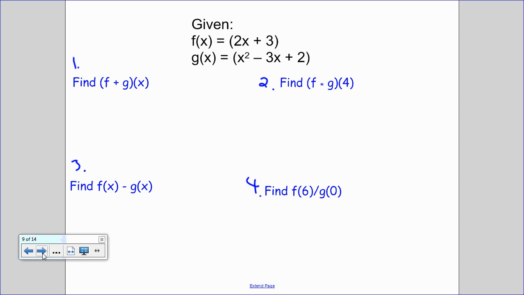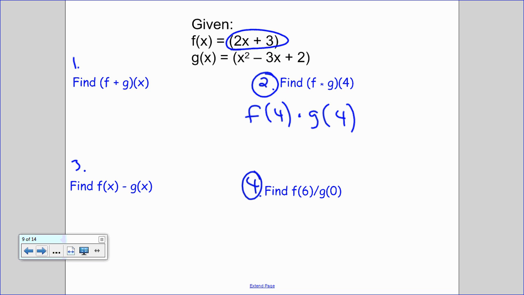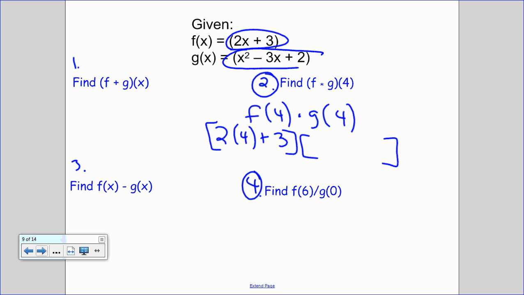Let's do that second. The examples you can recognize are this one and this one, because we're plugging numbers in. So f times g of 4 would be f of 4 times g of 4. We're plugging 4 into both functions. So f of 4 is 2 times 4 plus 3. And then we're going to multiply that by g of 4, going into the quadratic. That's going to be 4 squared minus 3 times 4 plus 2.